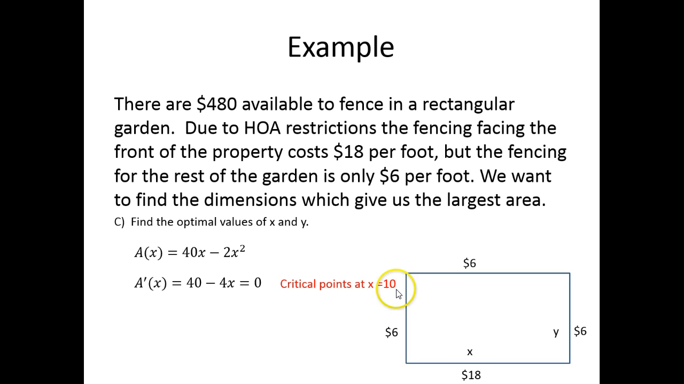Now again, we only know it's a critical point. We don't know if it's a max or a min, so we'll take the second derivative. The second derivative, A double prime, is negative 4. This tells us it's a maximum because it's negative everywhere.